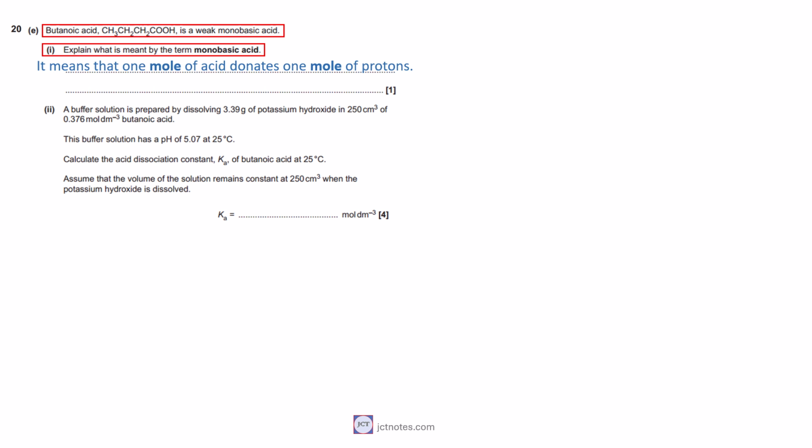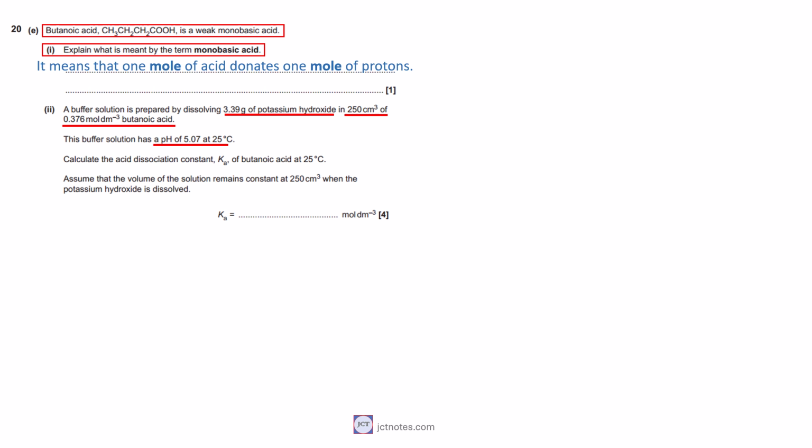In the second question, a buffer solution is prepared by dissolving 3.39 grams of potassium hydroxide in 250 cubic centimeters of 0.376 molar butanoic acid. This buffer solution has a pH of 5.07 at 25 degrees Celsius.